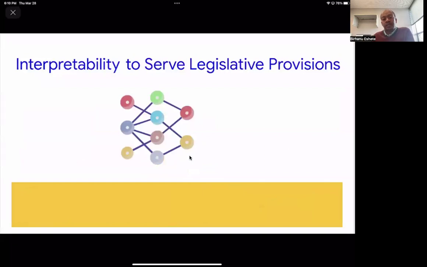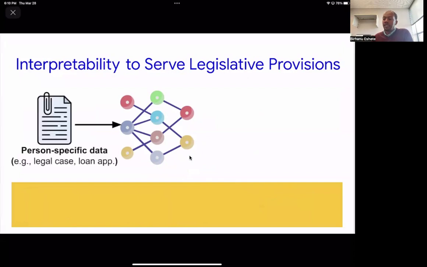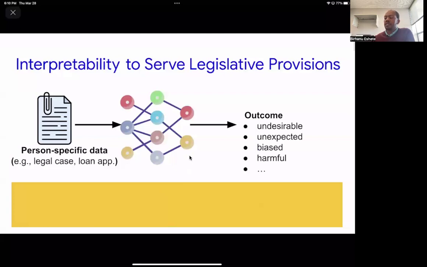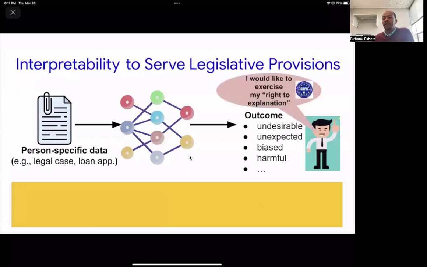Another important use case for interpretability is that it could serve as a precursor or a proxy for serving legislative provisions. For example, suppose we have a model that acts on some person-specific data. It could be one of the previous examples, like a legal case or a loan application in finance or a medical case and so on. And suppose the outcome is something that is undesirable or unexpected or outright biased, or maybe it's harmful to a person or a group of people. And we have explanations, right?